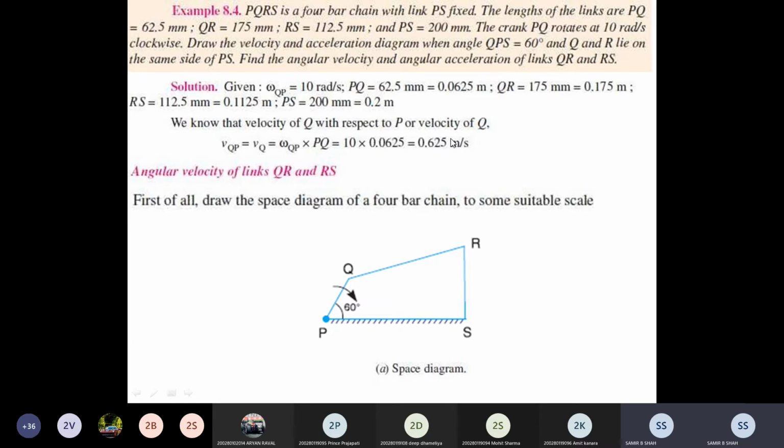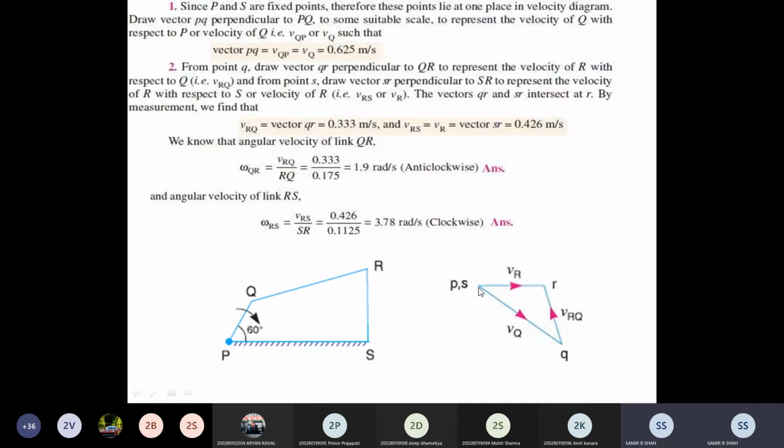Okay, so at that time what happened? As I know, the direction as per the clockwise direction is perpendicular. Now this PQ is 3 centimeter because I am taking that 0.625 meter per second is equal to 3 centimeter. Okay, now I have to use, actually we have the point P, initial point, we have point Q. So now we may start with Q. Okay, we may start with point Q.